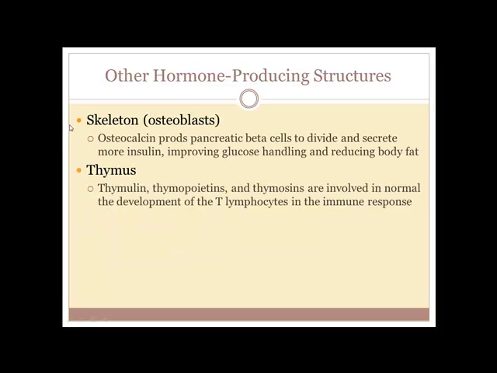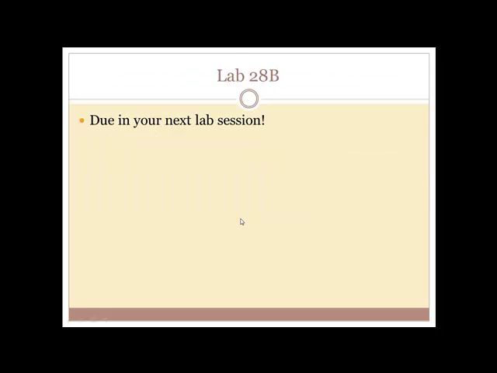Our skeleton, our osteoblasts, can make something called osteocalcin, which is going to prod the pancreatic beta cells to divide and secrete more insulin, which will increase glucose handling and reduce body fat. The thymus makes thymulin, thymopoietins, and thymosins, and they're all going to be involved in the development of T lymphocytes. And that's it for today.